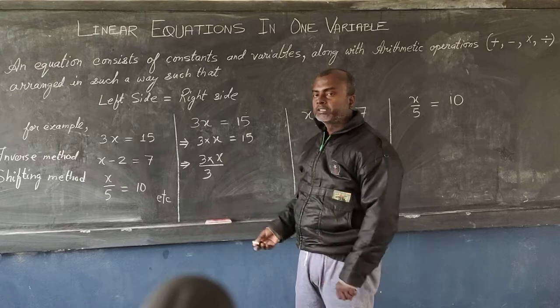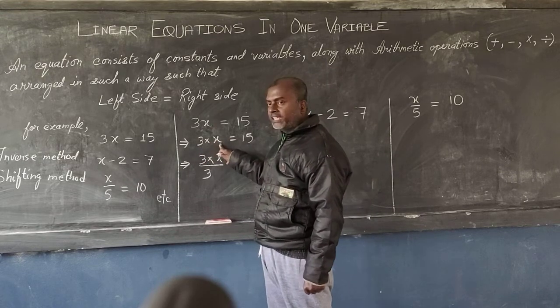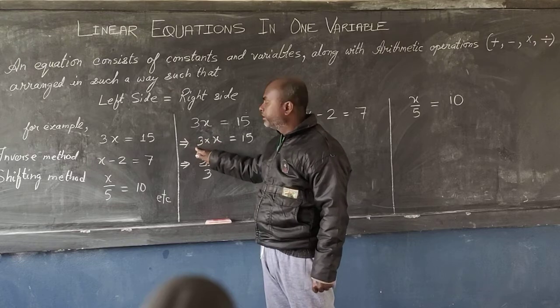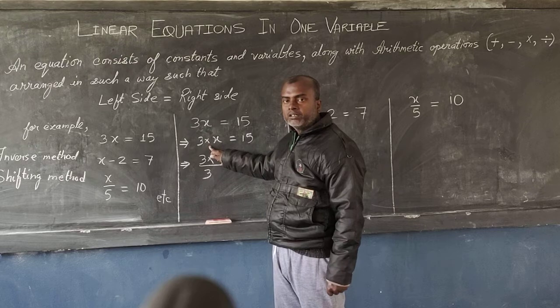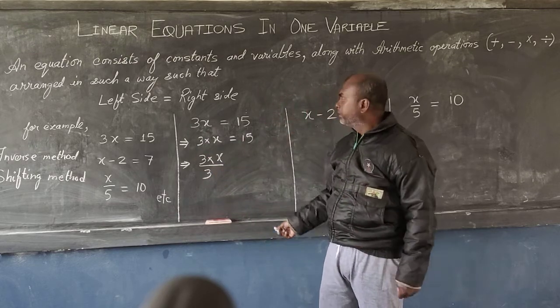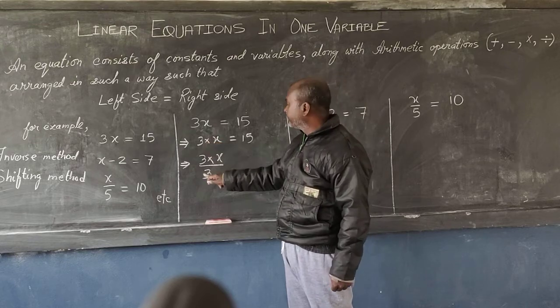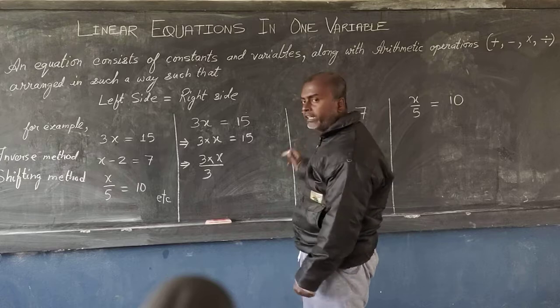Inverse means opposite. You have to check what sign is given. In other words, with x, the number that is attached, what sign is in the middle? Whatever sign is there in the middle, to remove that particular number, you have to give the opposite of that. So the opposite of multiplied by is divided by. Opposite of plus is minus. We will come to that later on.